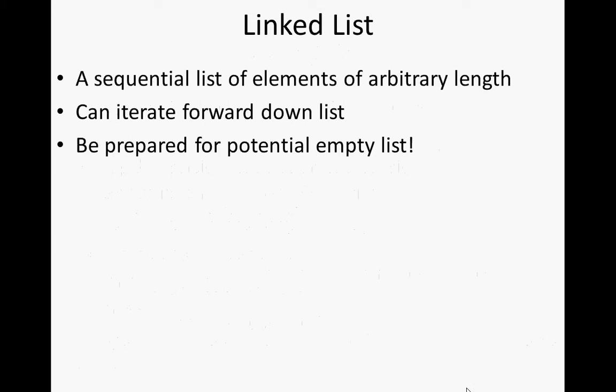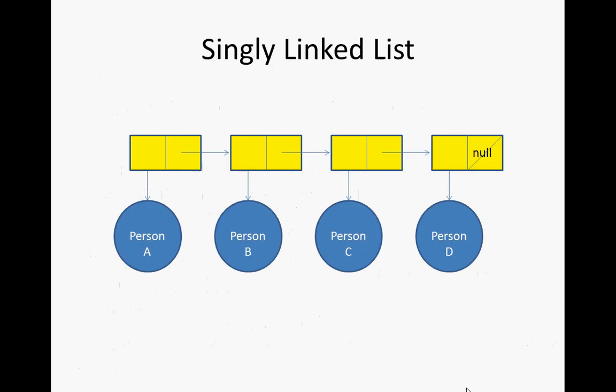Okay, a linked list is a sequential list of elements of arbitrary length, and you can iterate forward down the list. Java actually provides a doubly linked list, but this is what's called a singly linked list. You have a reference out here to the whole thing, and then each of these blocks contains a link to something, and then a link to another thing, and another.